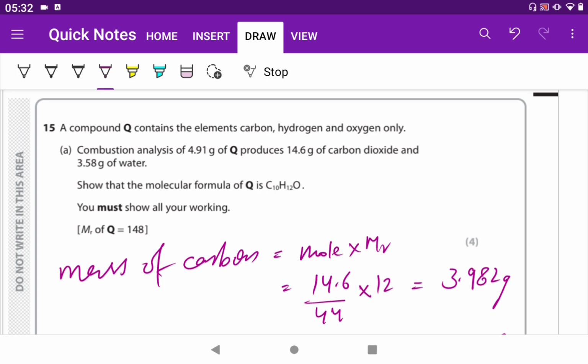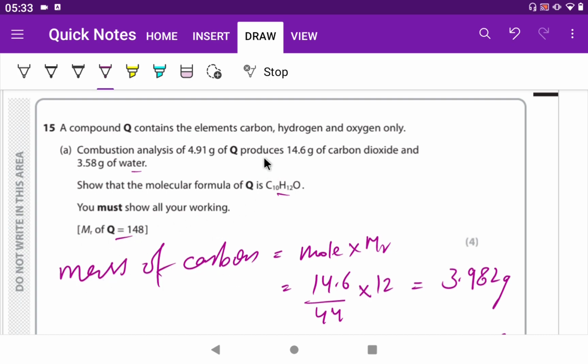So now question 15. A compound Q contains the elements carbon, hydrogen and oxygen only. Combustion analysis: 4.91 grams of Q produces 14.6 grams of carbon dioxide and this much gram of water. Show that the molecular formula of Q is this. Okay, so Mr of Q is 148.